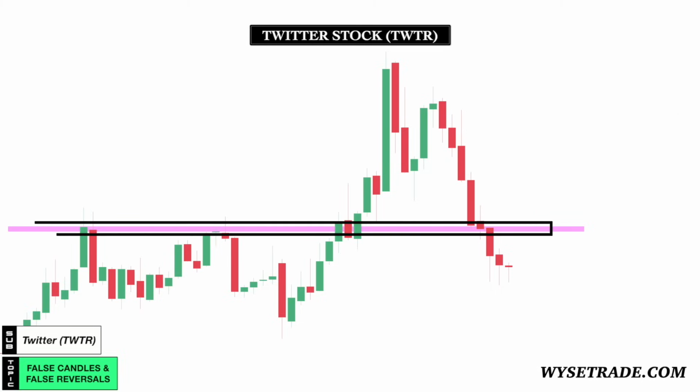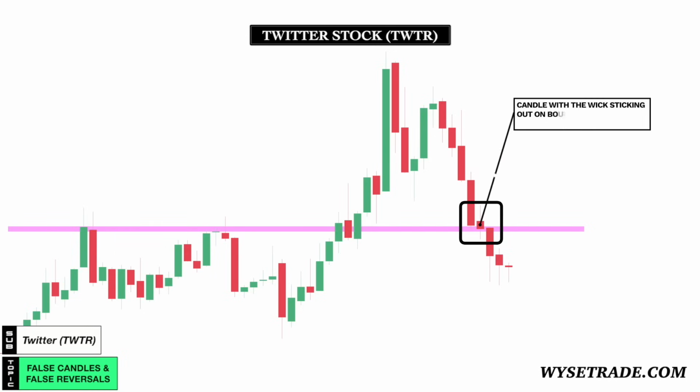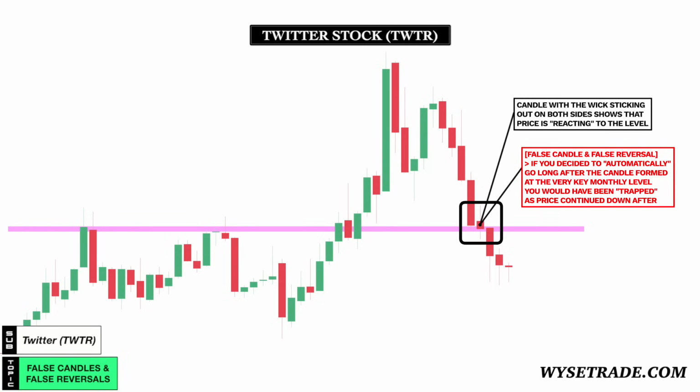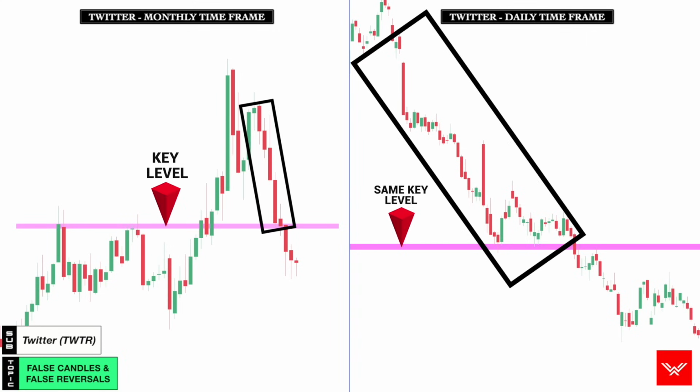You noticed this very key level here because of these two reversal points. When price reached the level, you had this small candle with the wick sticking out, which shows a reaction. Again, if you decided to automatically go long, you would have been trapped as price continued down. So let's pull up the daily time frame to look inside of the candle and why this long setup failed. On the left is the monthly time frame we just looked at, and on the right is the daily time frame. Same key level, same downtrend.